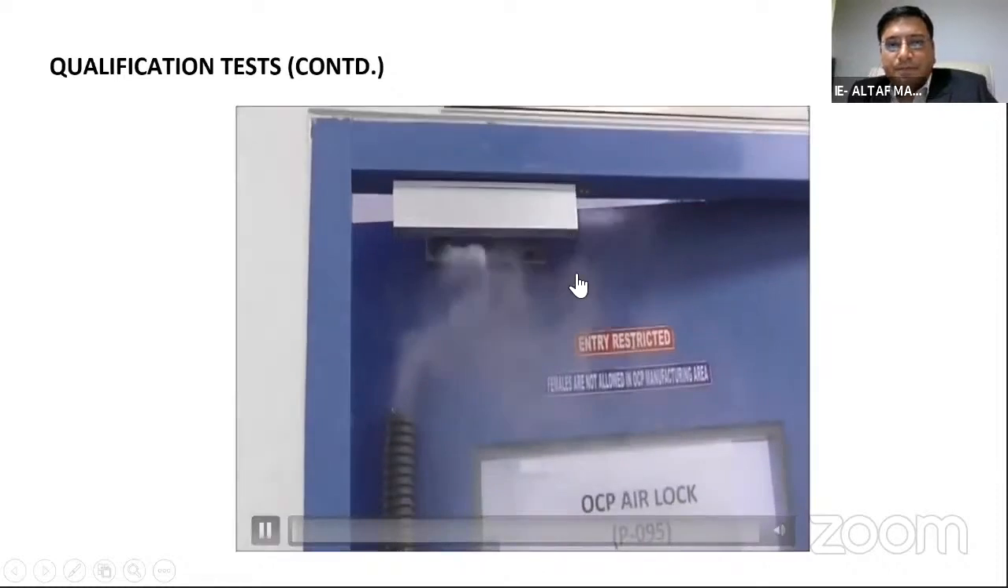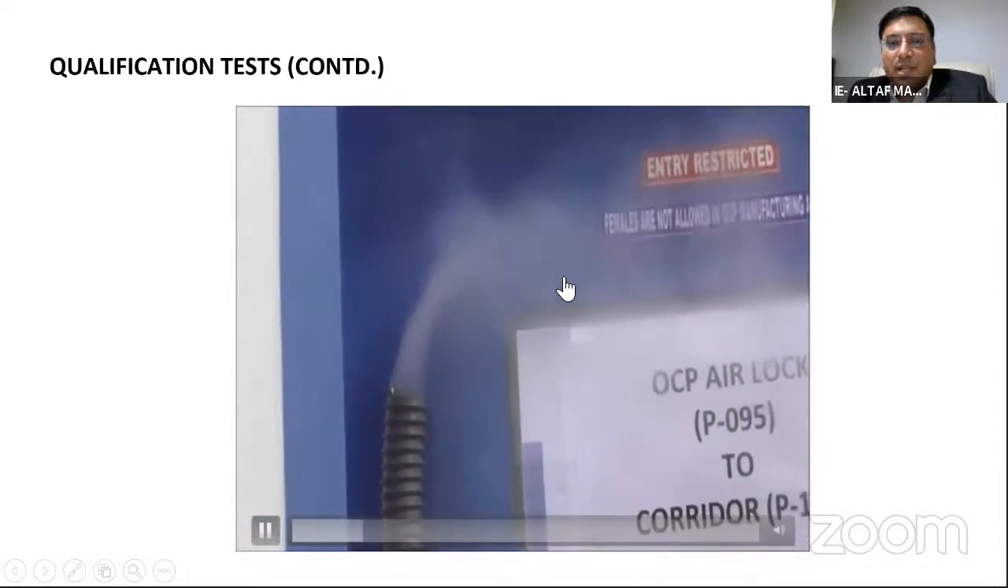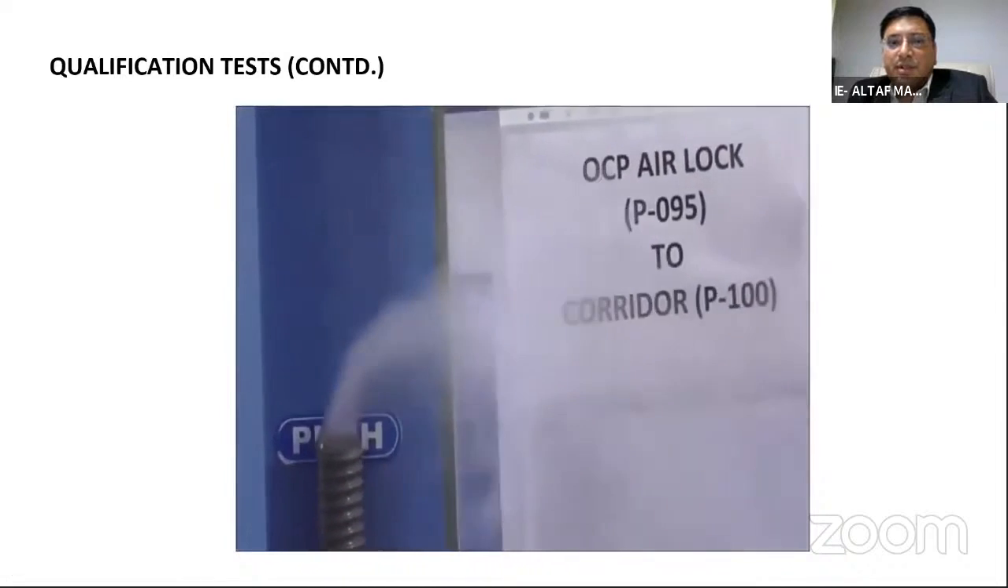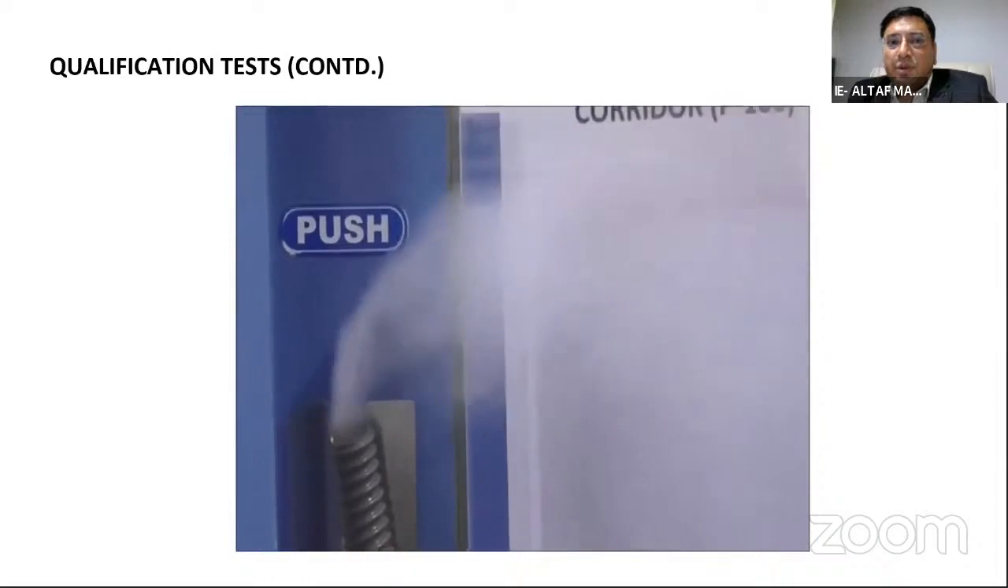Now these are the videos of some of our sites for validation. You can see this is the airlock for the OSD plant. You can see that air is coming out. It is positive pressure from the material airlock. It is coming out to the corridor. This is the OSD plant.